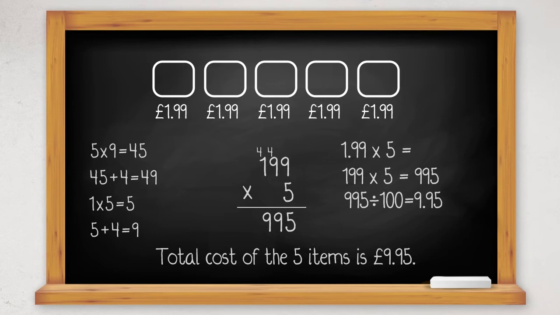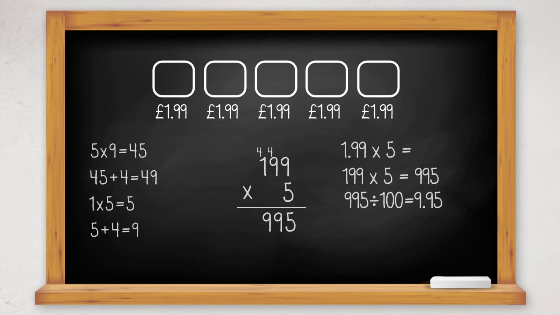An easier method is that once you have multiplied 199 by 5 to get 995, look at the original calculation and count up the number of decimal places. There are 2 decimal places in 1.99, so there needs to be 2 decimal places in the answer. So starting at the right-hand digit of our answer, 995, count 2 places to the left and place the decimal point here.